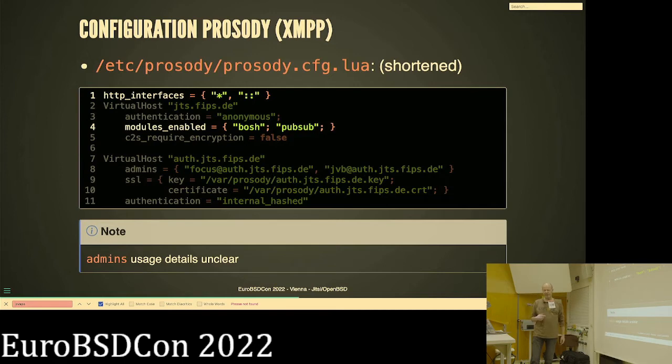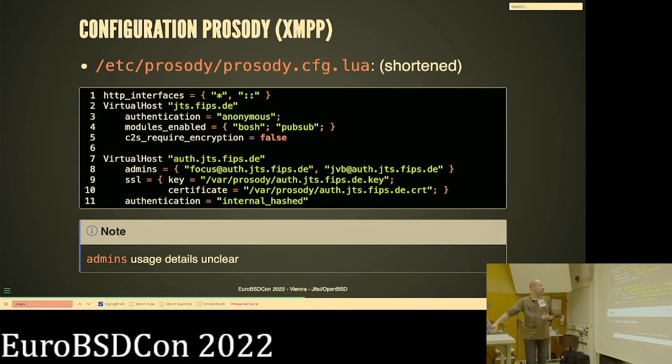BOSH is the client protocol. They are like either the mobile Element client or the web browser, and prosody itself. And PubSub is that part that the video bridge and JICOFO are using. SSL enabling is pretty painless. I will show that in a second.